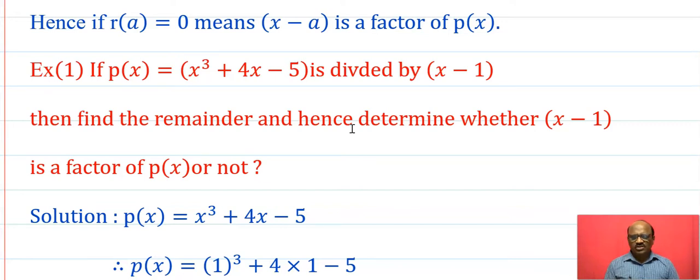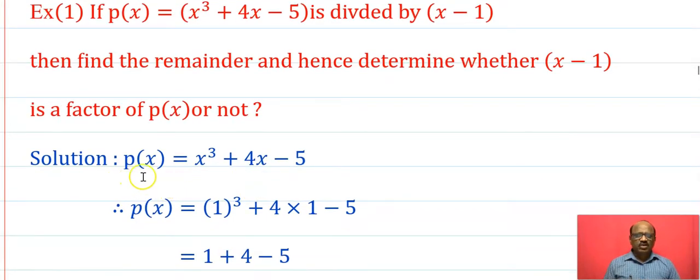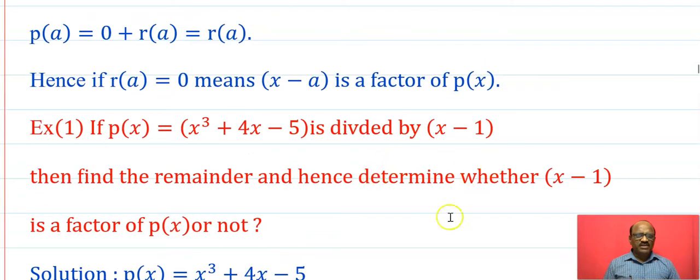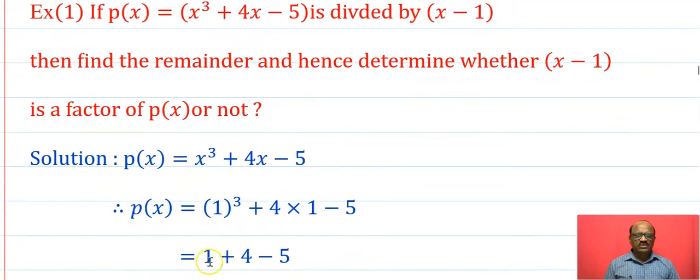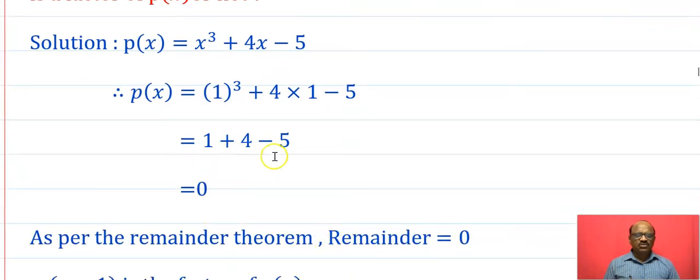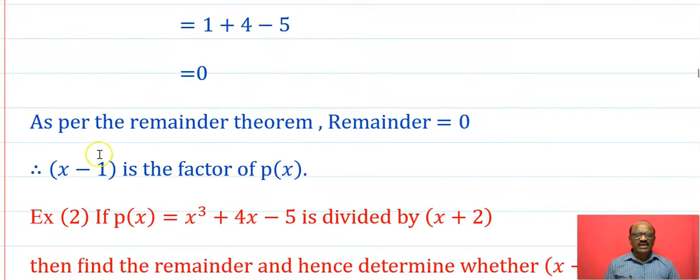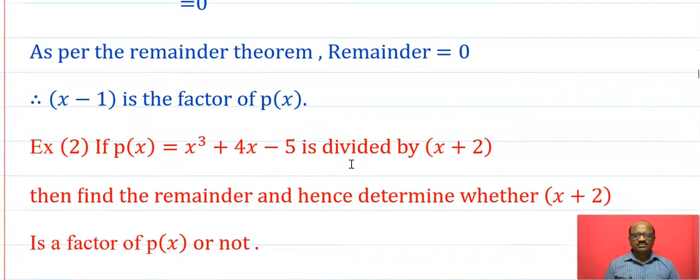If the value of that polynomial is 0, then we will say that x minus 1 is a factor of that polynomial. Now see this here. P of x is equal to x cube plus 4x minus 5. What about here? X minus 1, that is, put x equal to 1. That is here 1 cube, 4 into 1, minus 5. That is, overall you will get 1 plus 4 minus 5. Overall you will get 0. As per the remainder theorem, the remainder is 0. And what's happening here? Therefore, x minus 1 is a factor of p of x.